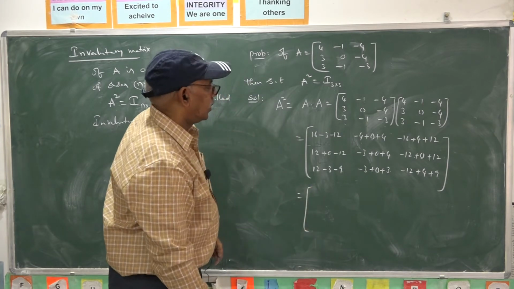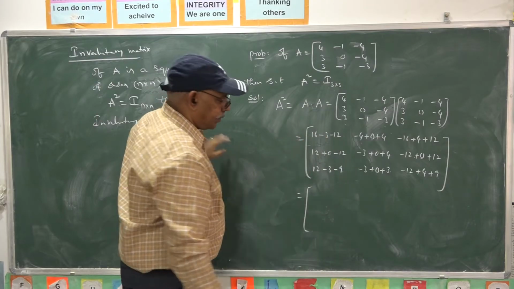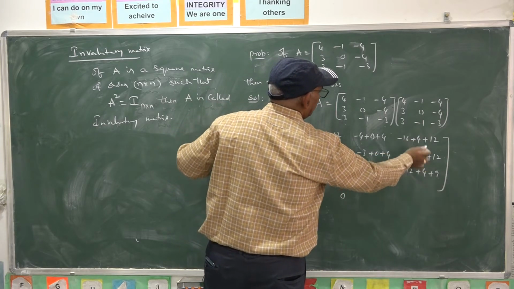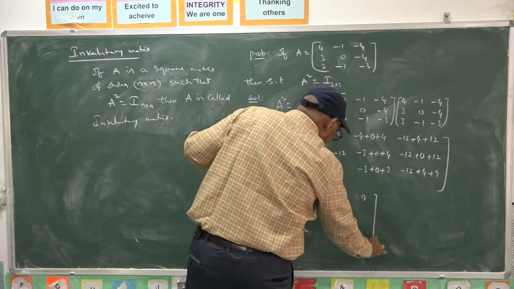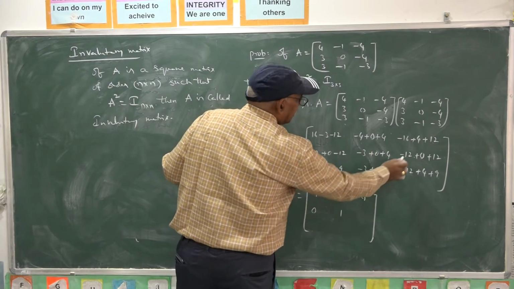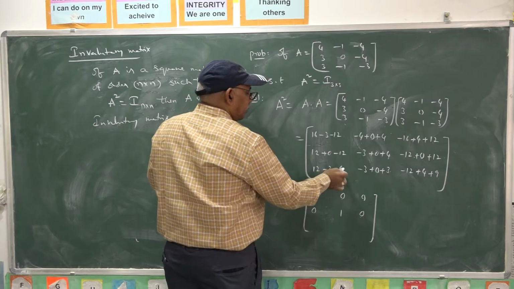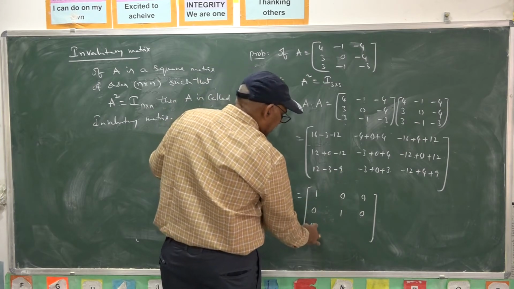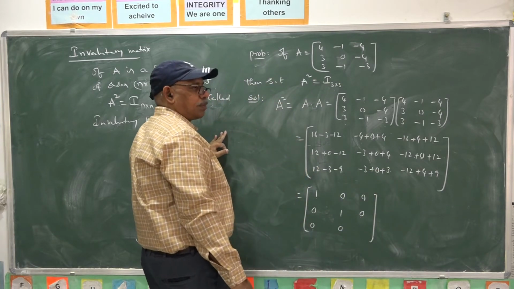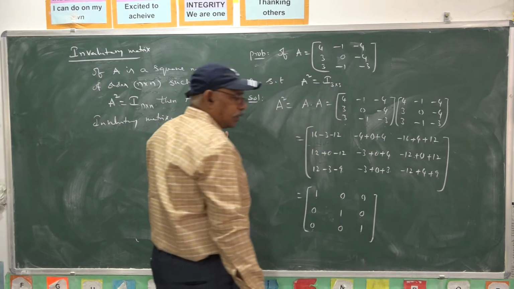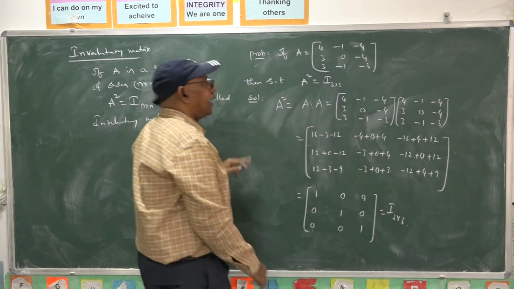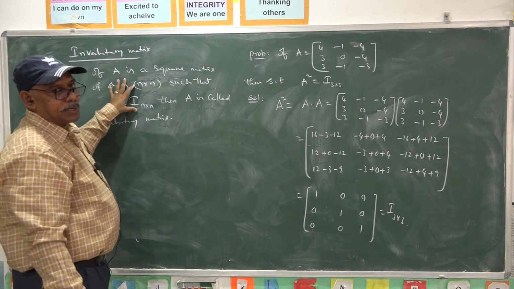This is 16 minus 15, that gives us 1. Minus 4 plus 4, 0. This is 16 minus 16, again 0. 12 minus 12, 0. Minus 3 plus 4, 1. This is 0. Minus 9 minus 3 minus 12 plus 12, that is 0. Minus 3 plus 3, 0. Minus 12 plus 4 plus 9, 13 minus 12, 1. Clearly it is a unit matrix of order 3 by 3. Hence A is an involutory matrix.